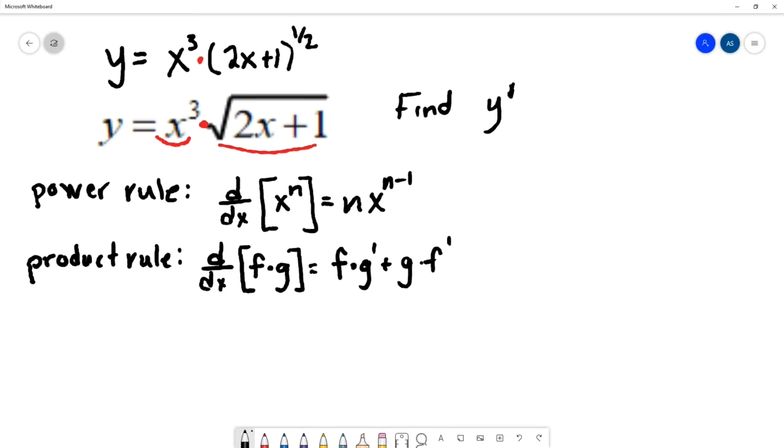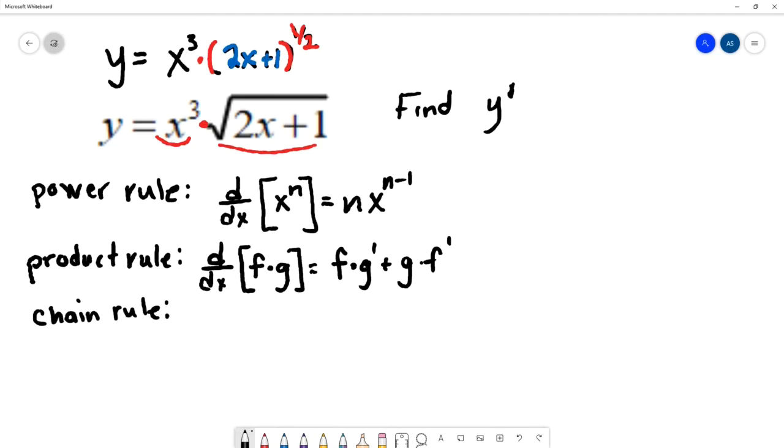And there's one more rule that I'm noticing that we're going to have to use here. What I notice is on this factor right here, I have an outside function, which is the power, and I have an inside function, which is 2x plus 1. Because I have an outside function and an inside function, this is something that we call a composition. Because I have a composition of two functions, I'm also going to have to use the chain rule to calculate the derivative.